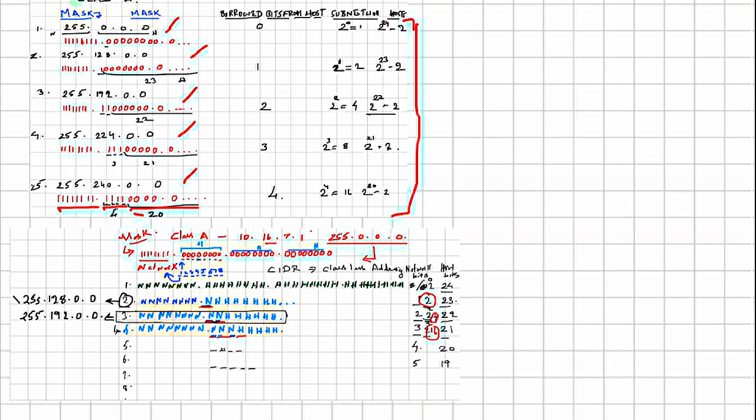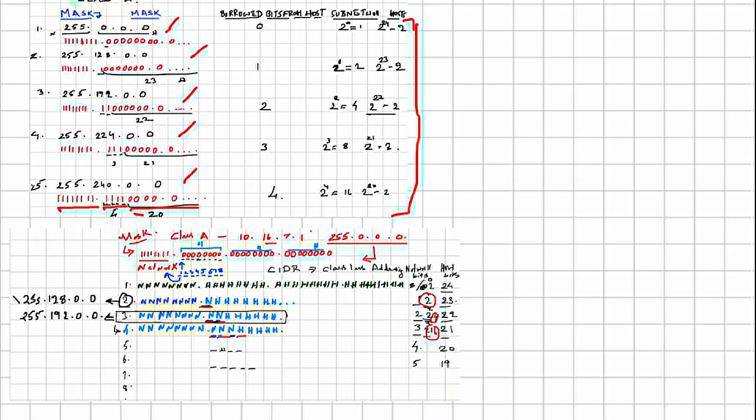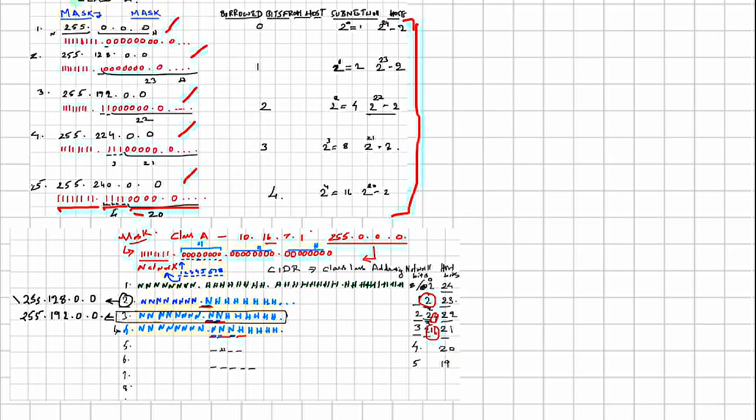So let us see how these subnets result in giving us more subnet networks within a network. Now in class A, the default network subnet mask is 255.0.0.0. That is the default mask.